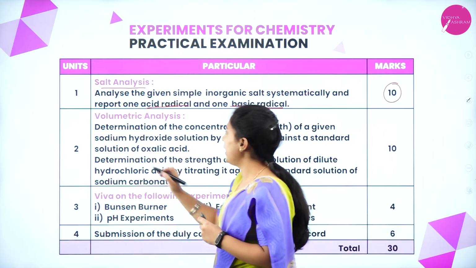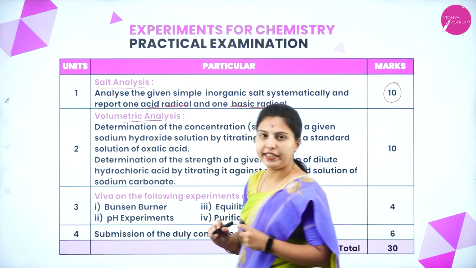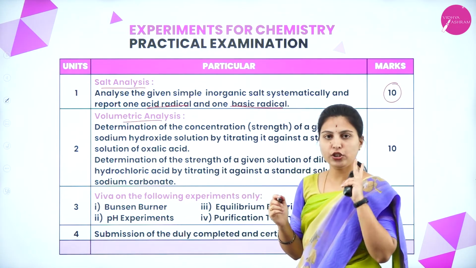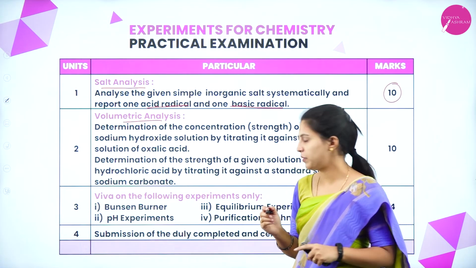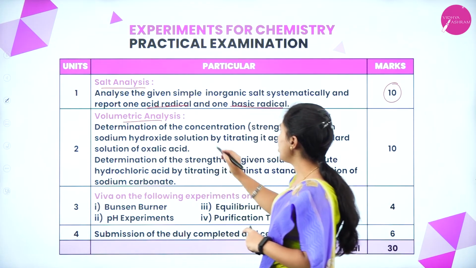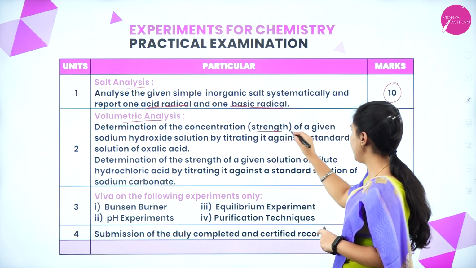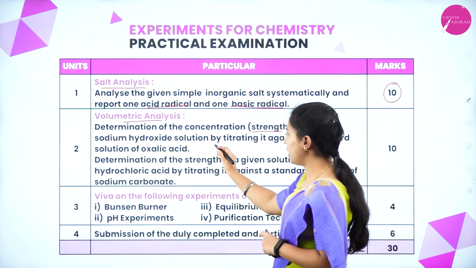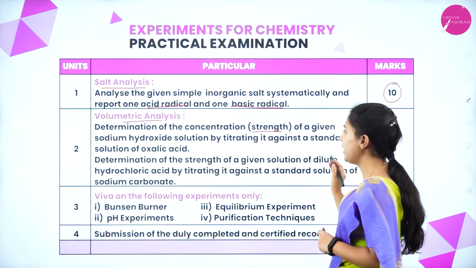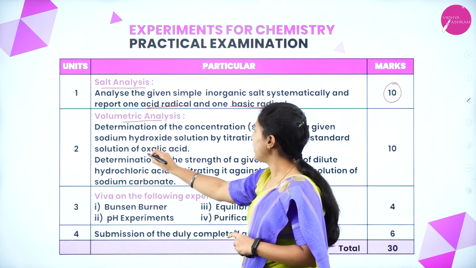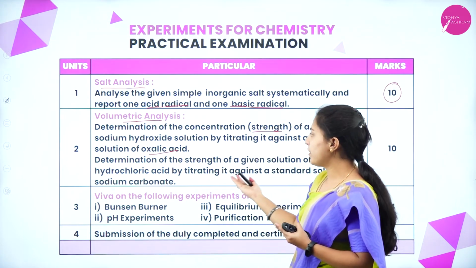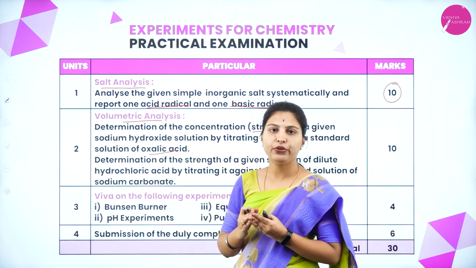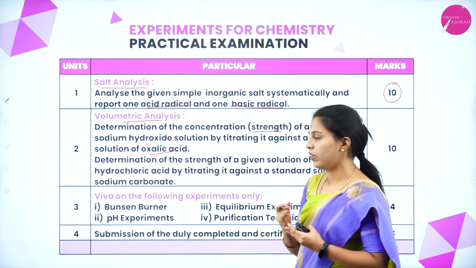Okay. Next, volumetric analysis means the titration part. You will be having 2 experiments. From the external side, they will give only 1 experiment. That is determination of the concentration or strength of a given sodium hydroxide solution by titrating it against a standard solution of oxalic acid. From NaOH versus oxalic acid, you need to find out through a titration experiment.